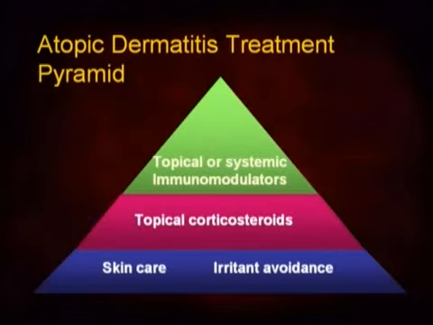So the same information in a different way to look at it. Here at the base of the pyramid is skin care, and irritant avoidance. So that's the moisturizing things, the maintenance stuff that we already talked about. And then the next thing is going to be the topical corticosteroids, and then systemic therapy right there at the top of the pyramid, if necessary.